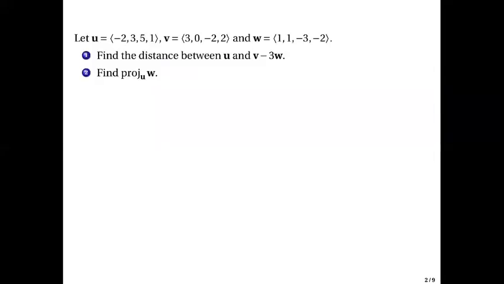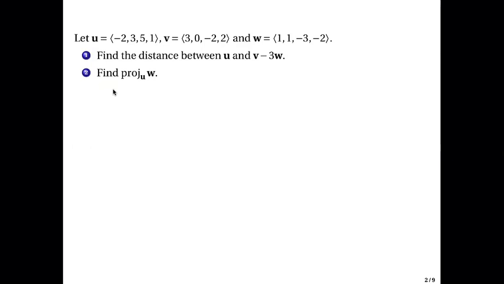So for the first problem, let us consider these vectors u, v, and w. Let u be the vector -2, 3, 5, 1, v be the vector 3, 0, -2, 2, and w be the vector 1, 1, -3, -2. So we want to find the distance between u and v minus 3w. And then for the second one, we want to find the projection of w onto v.